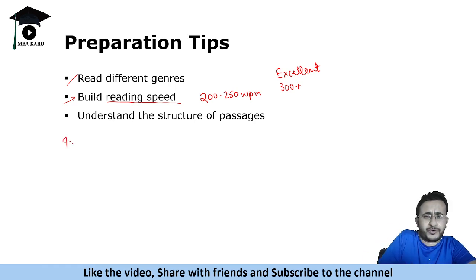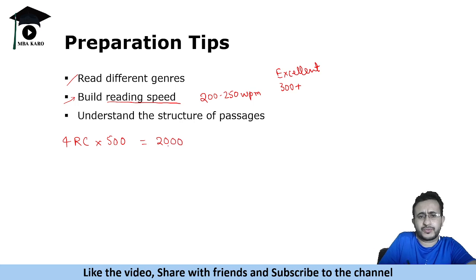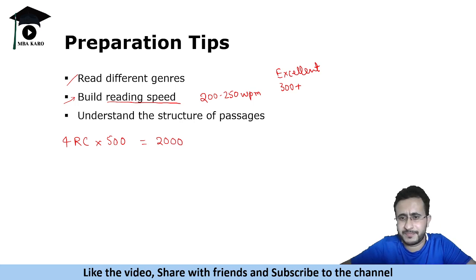So you have 4 RCs of 500 words each. So that gives you 2000 words. Then you have para summary questions, you have para jumble questions, and then you have the missing sentence.